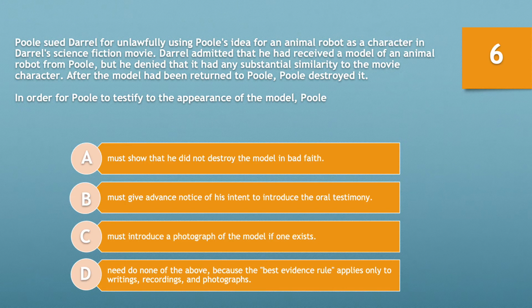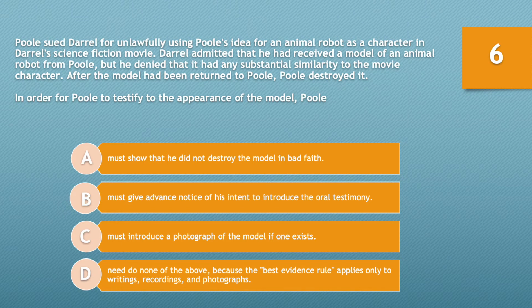Poole sued Durrell for unlawfully using Poole's idea for an animal robot as a character in Durrell's science fiction movie. Durrell admitted that he had received a model of an animal robot from Poole, but he denied that it had any substantial similarity to the movie character. After the model had been returned to Poole, Poole destroyed it.